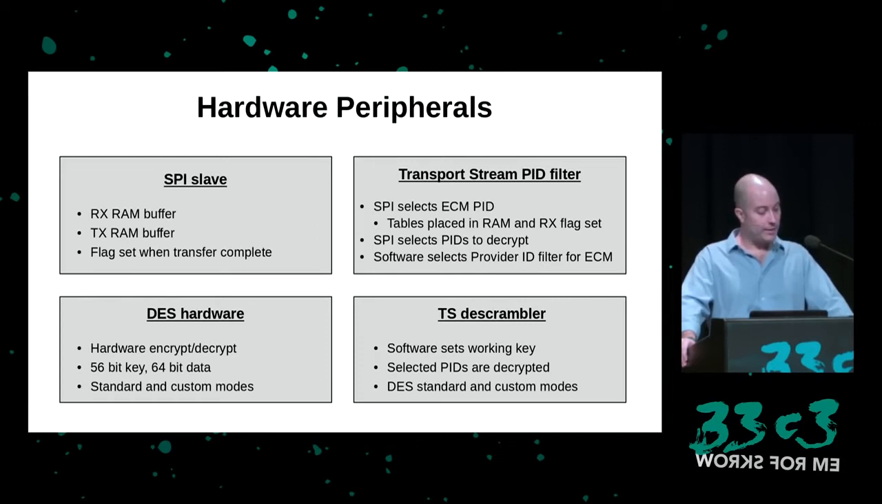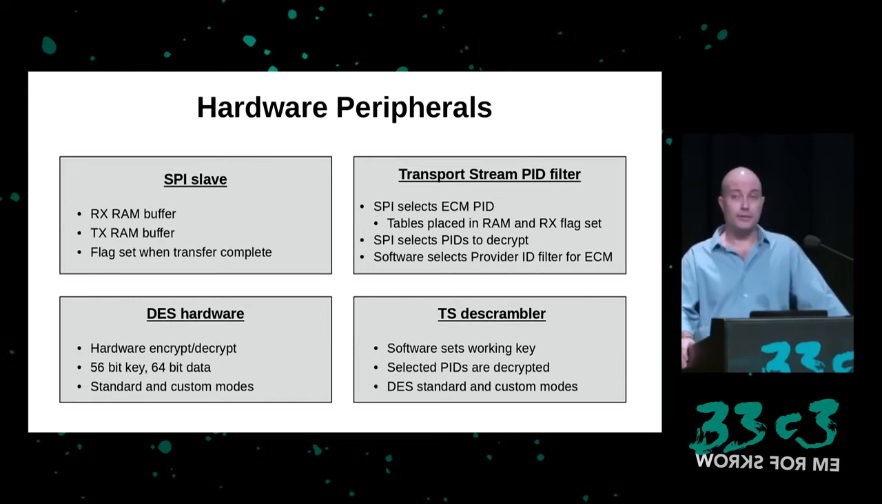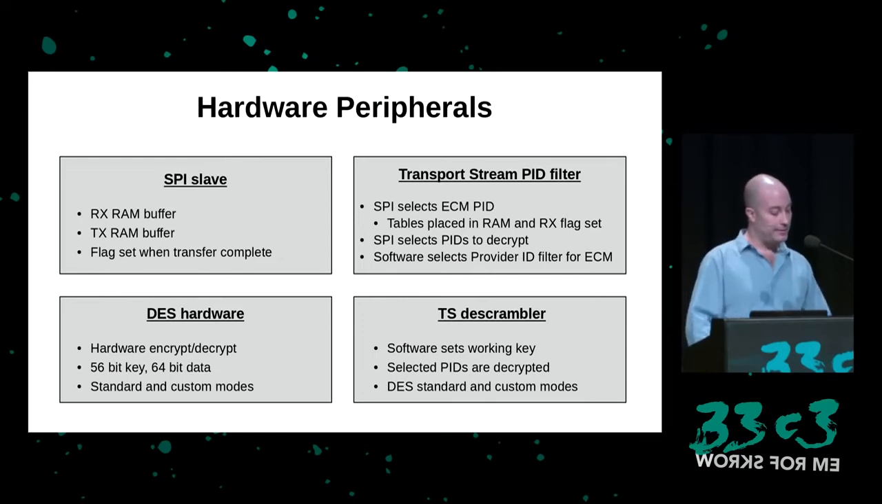There's a transport stream descrambler. The working key is set in hardware registers, and the descrambler will then output decrypted transport stream on the serial transport stream interface. There are PID filters set by the set-top box main controller over the SPI bus. These filters select which video and audio streams to descramble and which ECM packets should be received by the ACP. The received ECMs are placed in RAM, and the 6502 is notified of a new ECM via a register bit.